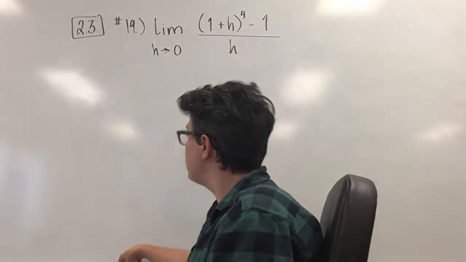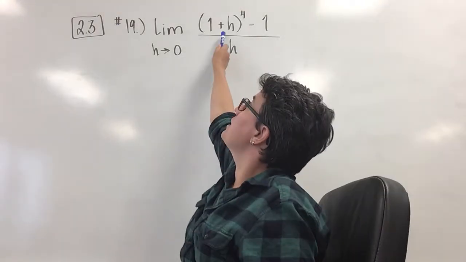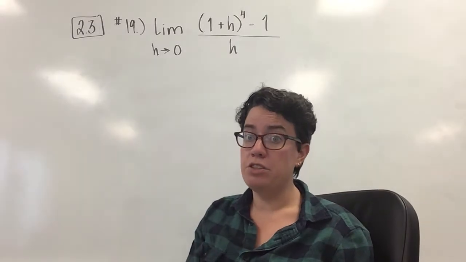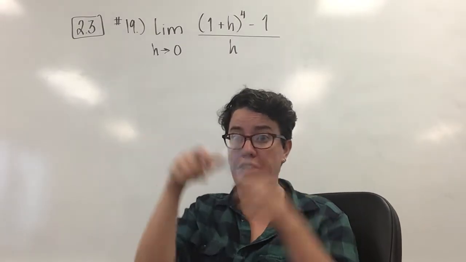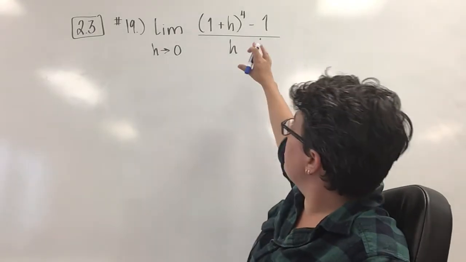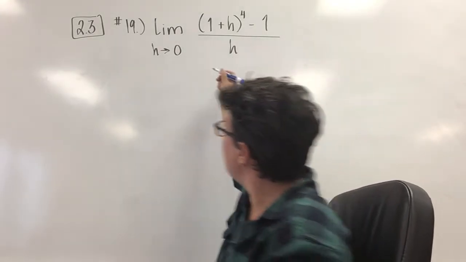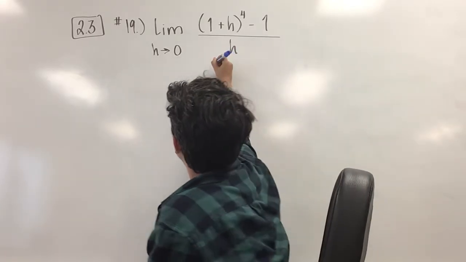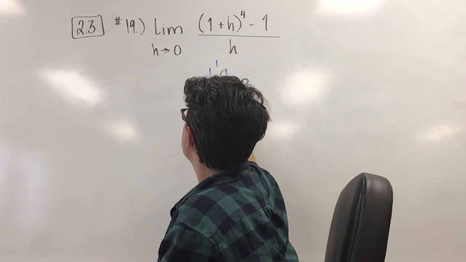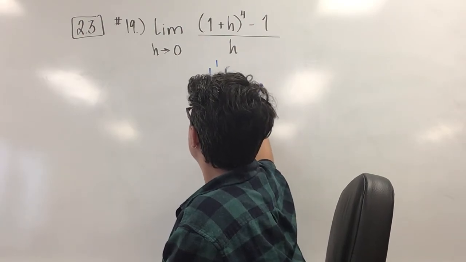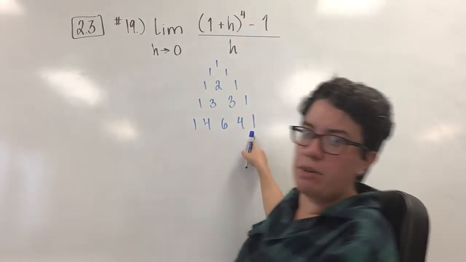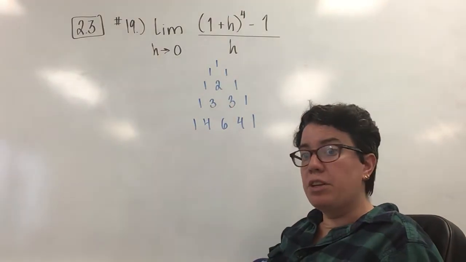And the way that we're going to do that here is we're going to start by expanding (1 plus h) to the fourth. Now, I'm not going to do that by hand and draw out all the little parentheses. You can if you want to. I'm going to use Pascal's triangle to help me remember that if I'm expanding it to the fourth, the coefficients are going to be 1, 4, 6, 4, 1. You might remember this trick using the binomial theorem.